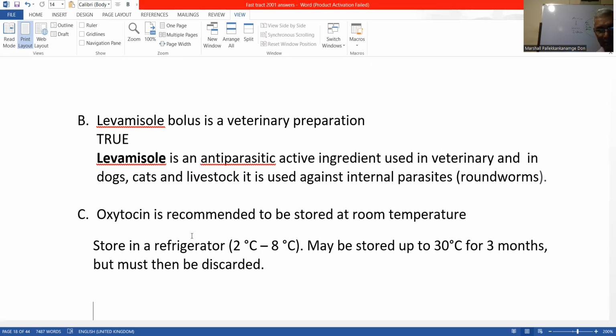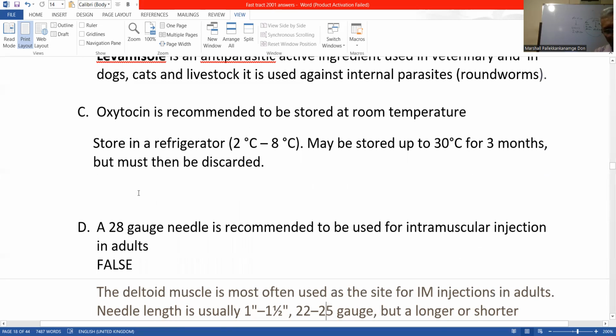Oxytocin is recommended to be stored at room temperature. When you say storage for 2 years, it should be in the fridge, 2 to 8. For 3 months you can keep it outside at room temperature, otherwise in the fridge. So this is false, because storage means a longer time.